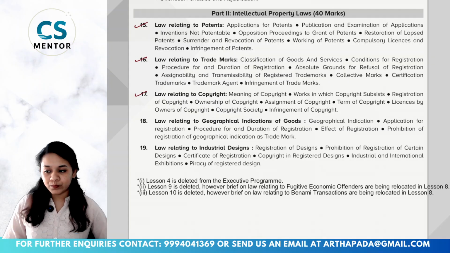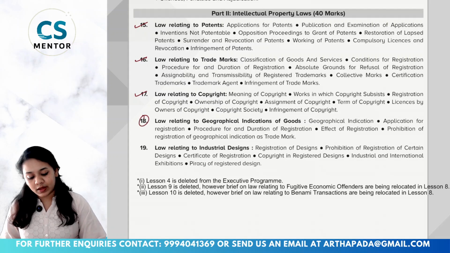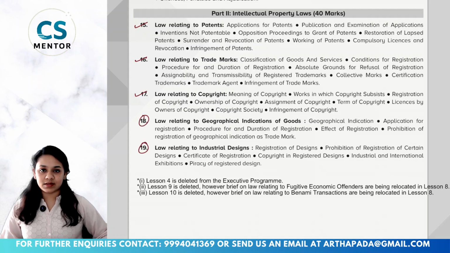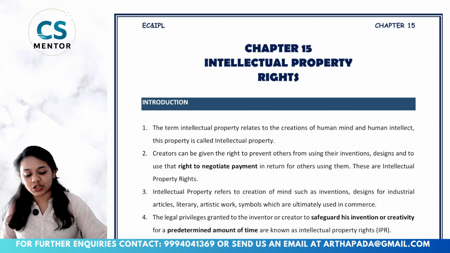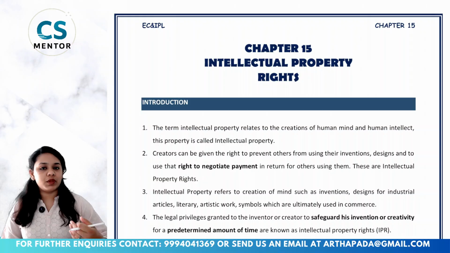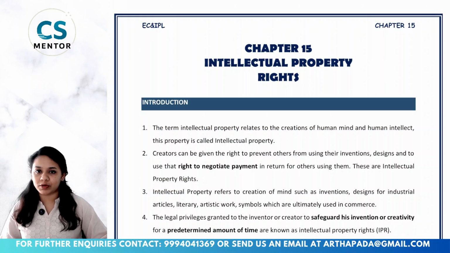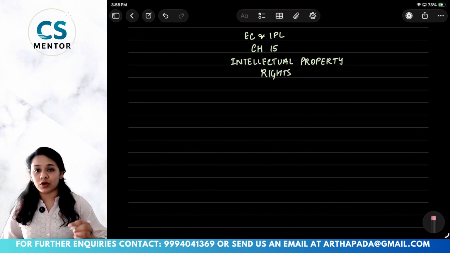Apart from these things, we'll be looking at GI and industrial designs. GI meaning geographical indications, and industrial designs. So in this, we're starting out with our chapter number 15, and this is your introductory chapter into your part B. All right. Before we go into the chapter itself, I'd like to give you a basic understanding of what intellectual property is. First things first, let's look at the concept of property.